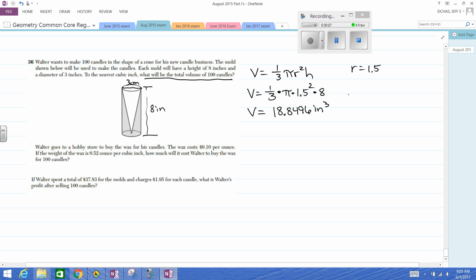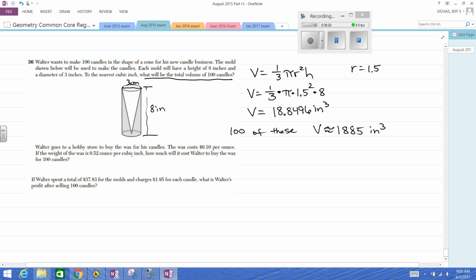Okay. So each mold has a height. Total volume of 100 candles. So 100 of these. Volume is 1885 cubic inches, because I multiply by 100. Okay, that number times 100. All right, that gets that part down.